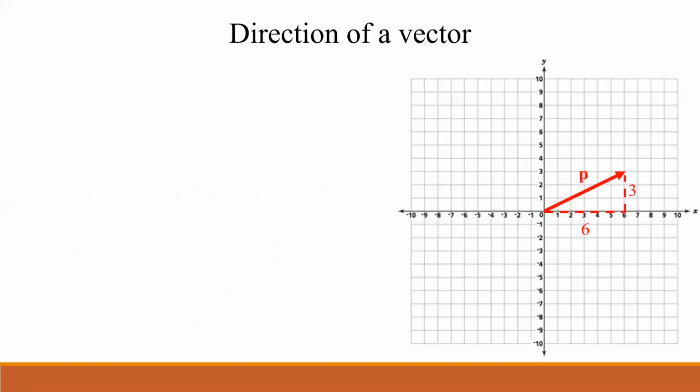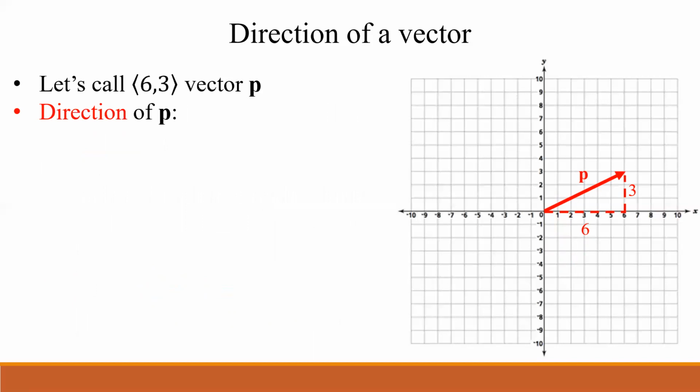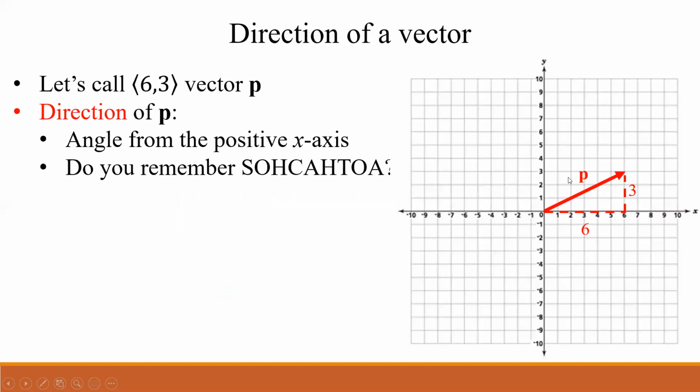How about the direction? So let's go back to my first vector p, that's 6, 3. Well, if we want to find the direction, and what do I mean by direction? First of all, it's going to be that angle from the positive x-axis, okay? So from here to here in this case, it's always going to go in that positive direction, okay? To find that, you have to go back, you remember your SOHCAHTOA. So if I want to find this angle right here, which trig function would I use given that I have the horizontal side of 6 and the vertical side is 3?